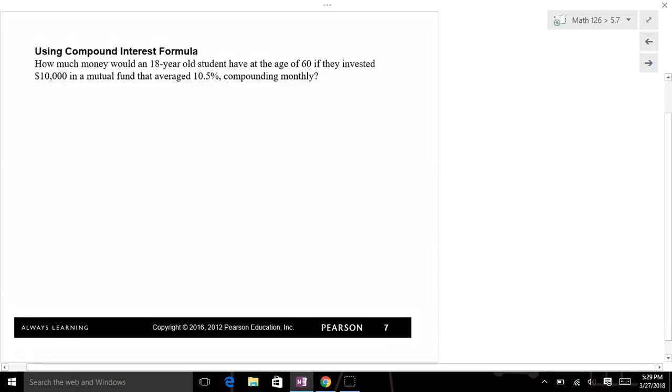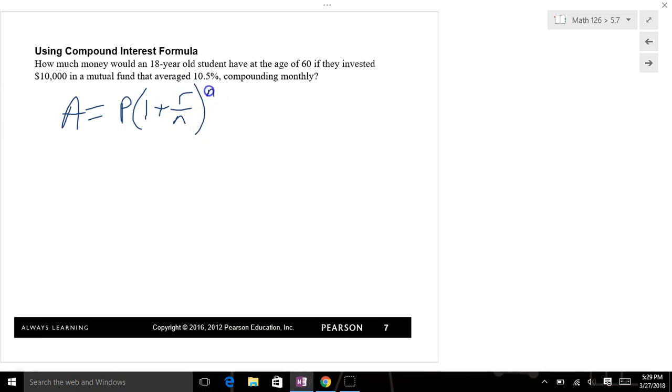Okay, so let's do a scenario. How much money would an 18-year-old student have at the age of 60 if they invested $10,000 in a mutual fund that averaged 10.5% compounding monthly? So how much money would you have at the end? We're figuring out the A. We're starting with 10,000 bucks. Our interest rate is 10.5%.